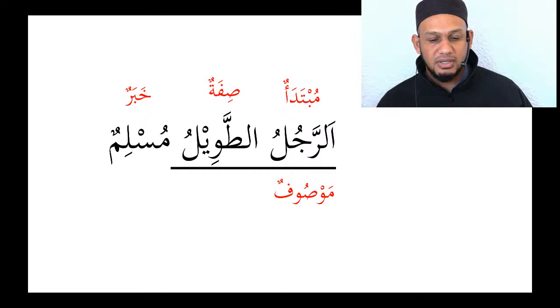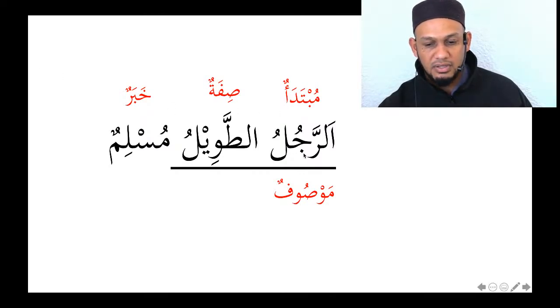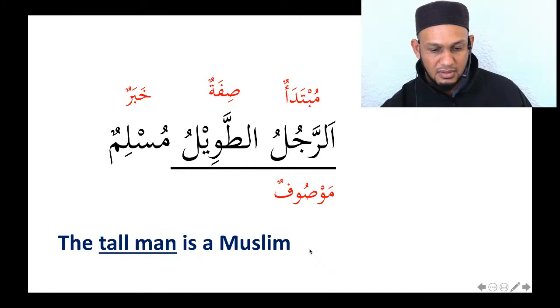At-tawilu is the sifa, and the sifa is always a follower of the mawsuf, of the word before it. So because the word before it is raf'un, the sifa will also be raf'un. And muslimun is the khabar, and the khabar will always be in raf'un. The mawsuf doesn't determine the hal. The sifa, okay, don't worry about it too much. That's the answer: the tall man is Muslim.